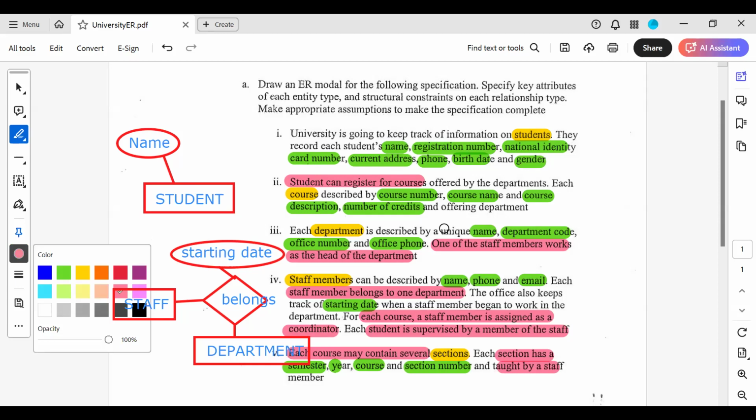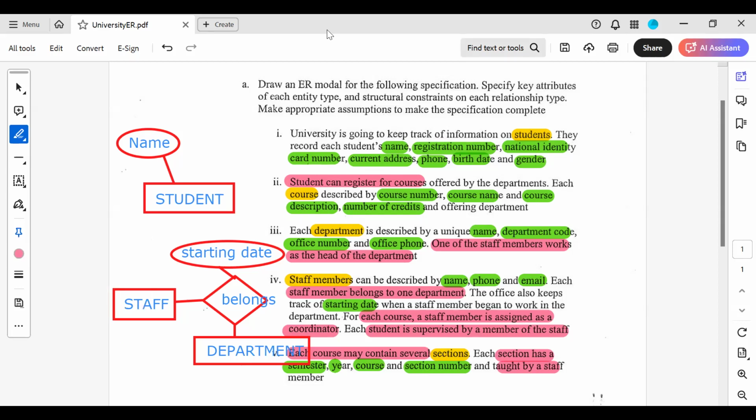Yes. So we have what? The offering department means, between courses and the departments, there is a department that offers the courses. So the courses are offered by the departments. That also we have to identify. So now with that, we have identified all the relationship types.